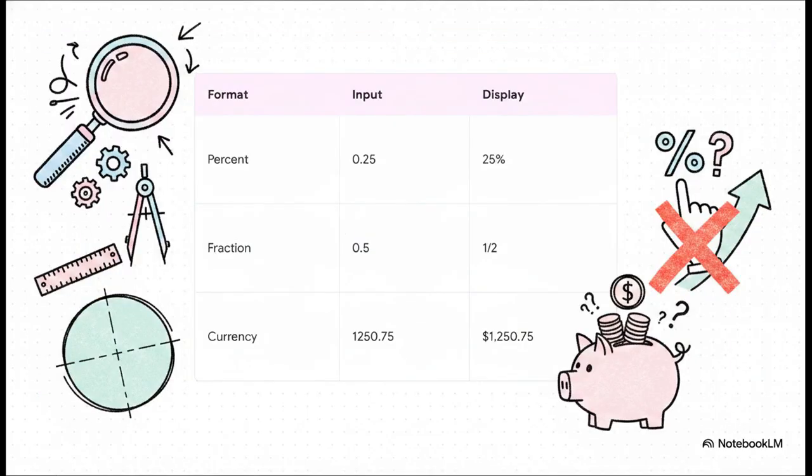Here we can see exactly how this plating works across a bunch of different styles. Say you input 0.25 and then tell Excel to plate it as a percentage. Boom, it displays as 25%. You input 0.5, plate it as a fraction, and you get 1/2, which is super useful for engineering or manufacturing data. Input 1250.75, apply currency formatting, and you've got a beautiful $1250.75.